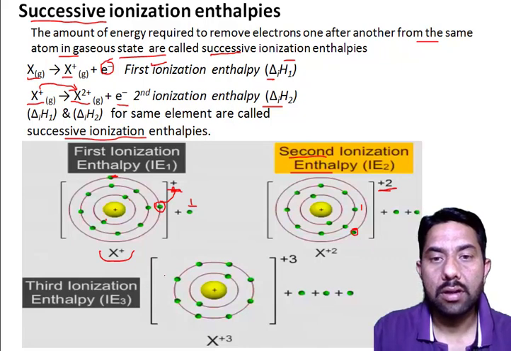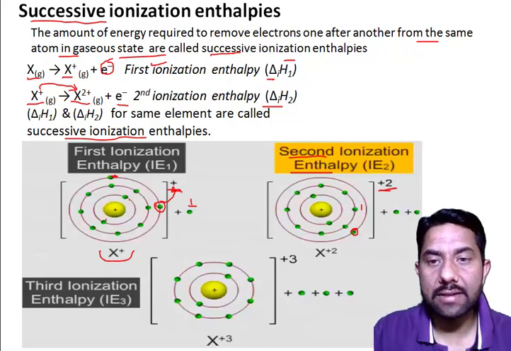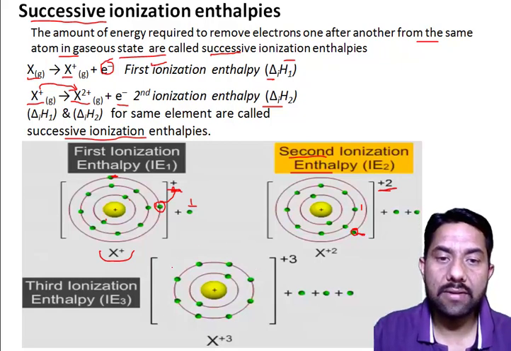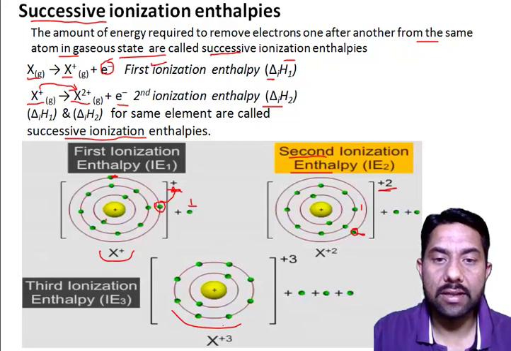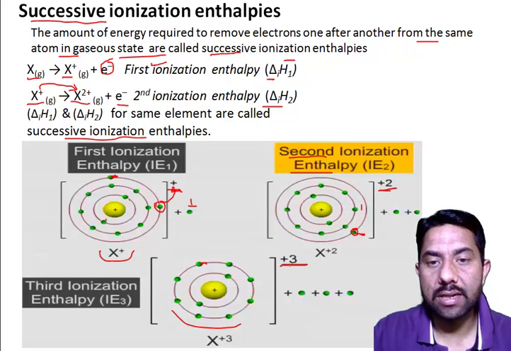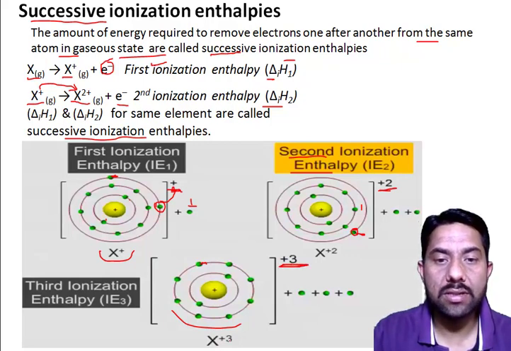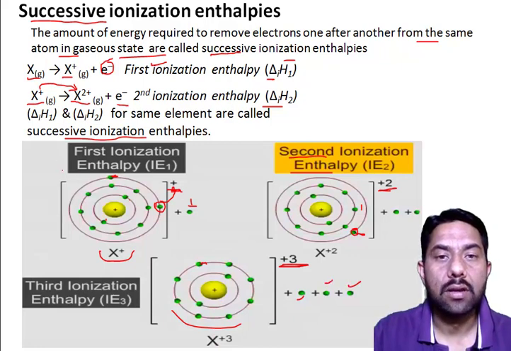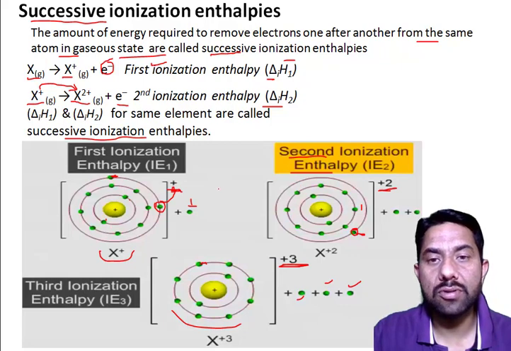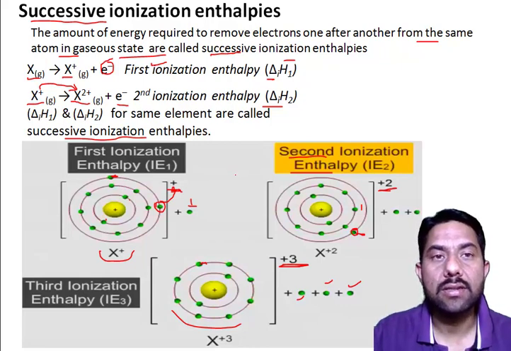Now for the third, if that last electron is also removed, what will happen? All 3 valence shell electrons are removed and this shell is lost, and we have 8 electrons in the inner shell, and the species has acquired 3 positive charge. That means 1, 2 and 3 electrons are removed. The energy required for this process, one after another from the same species, is called successive ionization enthalpy.